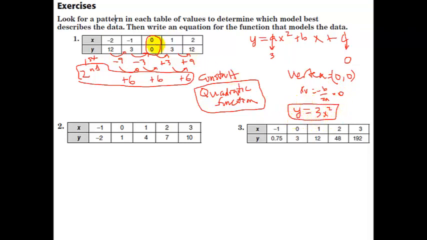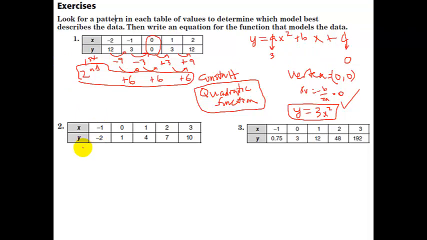And you can double check it by plugging in all your points. Of course, if you plug in 0, you get 0. If you plug in 1, 1 squared times 3 is 3. Plug in a 2, 2 squared is 4, 4 times 3 is 12. Okay, so that works. I know that was kind of quick, but hopefully it makes sense.